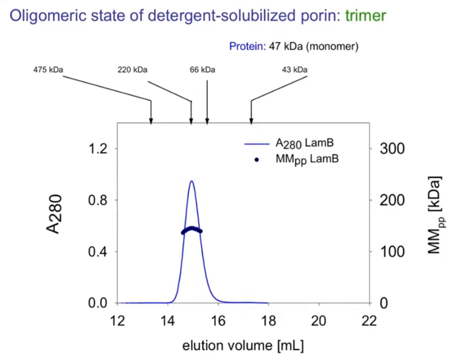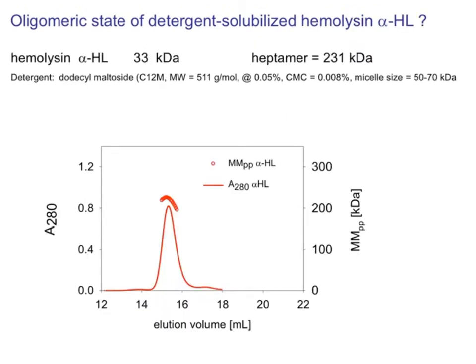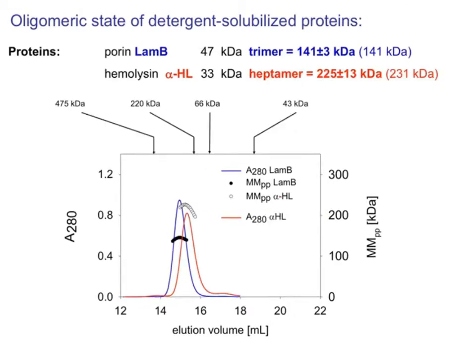When we apply the three-detector analysis, we can see uniform molar mass across the eluting peak that corresponds to 141 kilodaltons, which is in perfect agreement with the molar mass expected for a trimeric form of this protein. When we apply the same three-detector analysis for SEC-MALS data collected for hemolysin, we computed the molar mass of the polypeptide as 225 kilodaltons, in close proximity to 231 kilodaltons expected for a heptameric form of the protein.